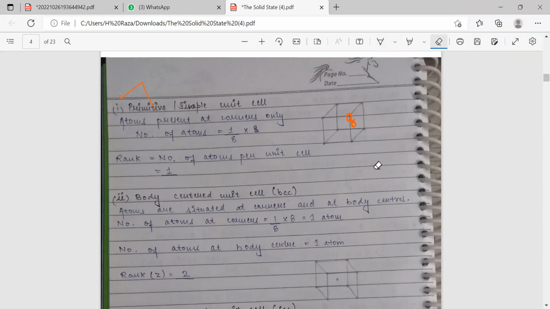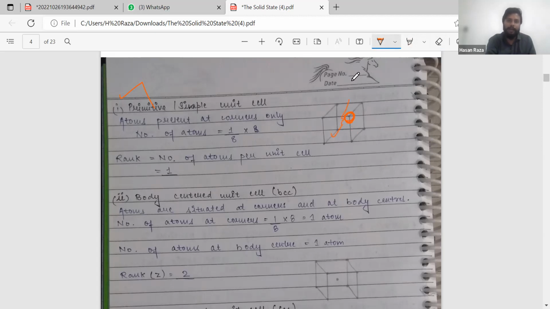Because this charge will be divided among other cubes. Total 8 cubes will be there. Are you getting my point? So you can see this, if there is a ball or an atom, this ball will be shared by this cube, and there will be another cube above this. Then there will be a cube on the right hand side of this cube. And these are four cubes. And again, since this is in 3D, we will have cubes on top of each. So four on four, that will be eight.